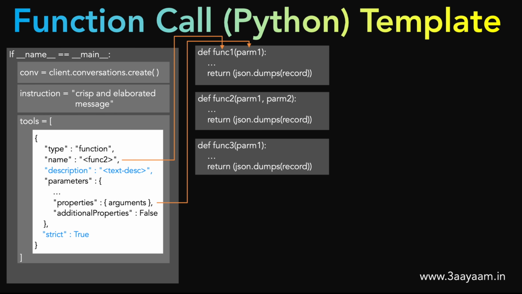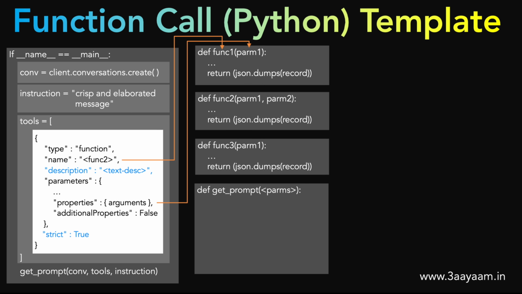Once this is done, the next step is to get the prompt of the user. It would typically be another Python function because we want to run it in a loop. So this is how we would define it. I'm just naming it as get prompt. You can name it anything and pass multiple parameters. The parameters would be the conversation ID, the tools variable, and the instruction message. Now the conversation ID will not be conv, it will be conv.id. I'll show you that in the code anyway. So all these parameters would be passed as arguments to the function. So this is the next step.